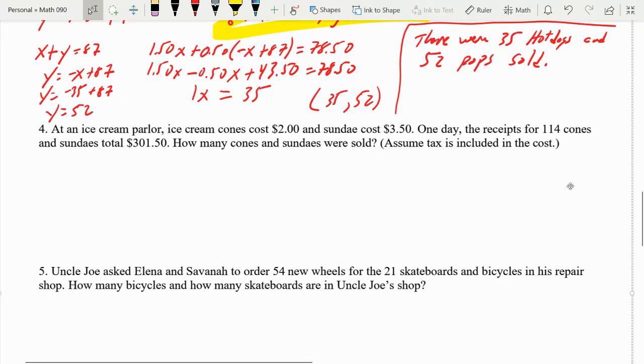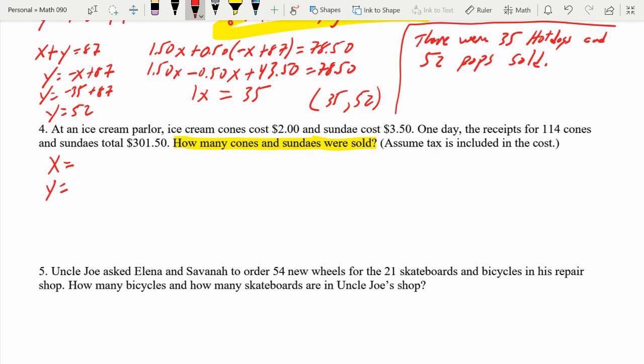All right, number 4. Again, what is x and y going to represent? How do I determine that? Just go to the question here. What does it say? How many were sold? That's how we get x and y. Don't make a big deal about it. So, does it matter which one's which?